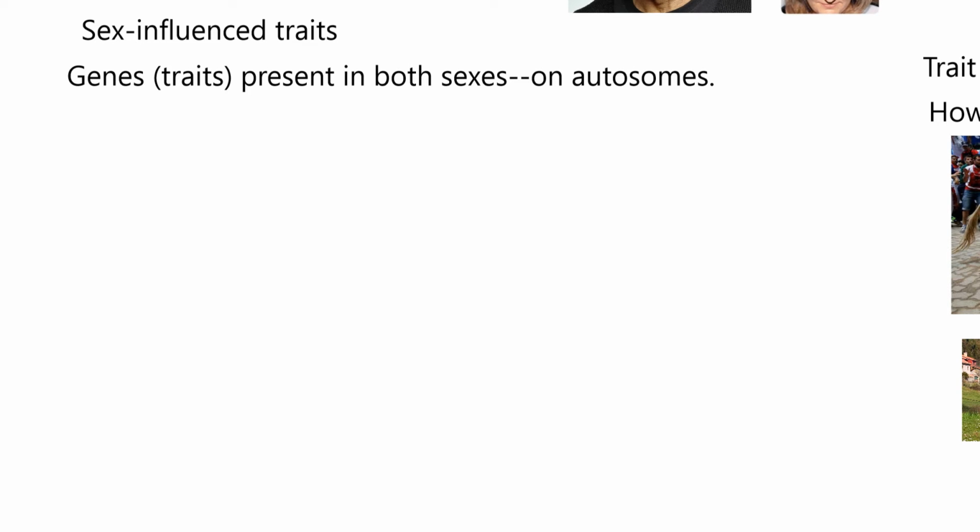Here's my definition. Genes, and remember I'm going to say traits underneath there so you can follow this, but it's the genes that are present on the chromosomes, right? That's the genotype. The traits are really kind of like the phenotype, but I just want to make sure you follow along that the genes are present in both sexes again, just like we had before. But it's on the chromosomes, autosomes. The trait is expressed in both sexes.